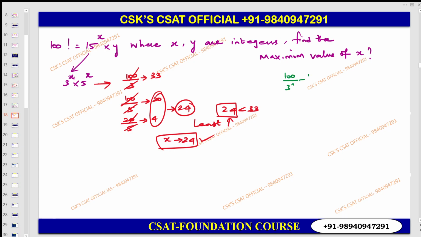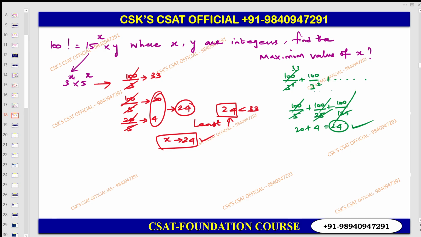100 by 3 power 1, 100 by 3 power 2. This is a very lengthy method. Yes sir, you can do that. Even you can do this one also, 5 power 1. This is also good. But yes sir, you can stop here. So now here you can see 20. So you can see 4. So which is nothing but 24. This itself gives you 33, which is more than the 24. Therefore it is not necessary to find out these things. Always remember, 3 there, 5 there, whichever is the maximum, divide with that and find out that. That gives you the number of zeros.